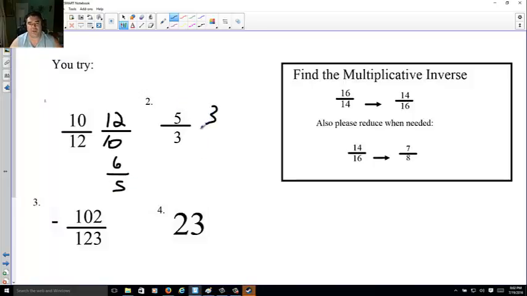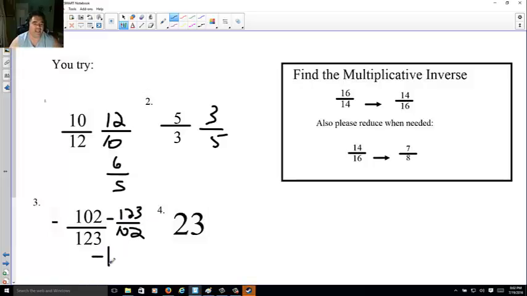Here we flip this and make 3 over 5. Here we make this into 123 over 102. Don't forget the negative sign. You do not change the negative. That's for something different. All you have to do is flip top and bottom. The negative stays at this time.